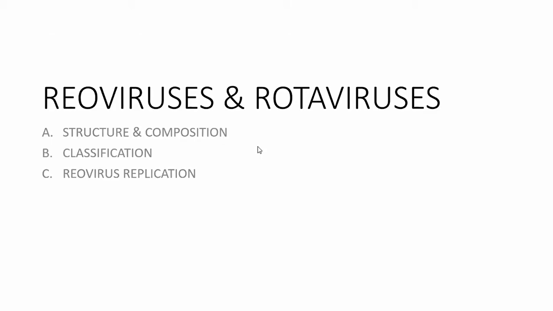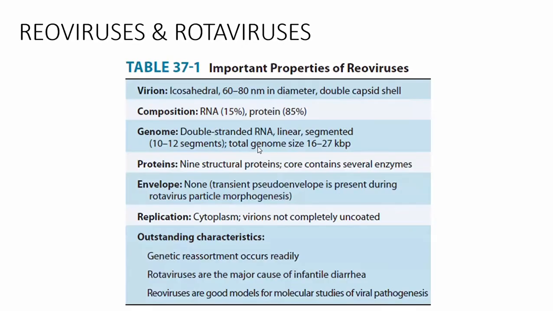Okay, for reoviruses and rotaviruses, for the important properties of reoviruses, we have this table. Again, the outstanding characteristics for reoviruses are that genetic reassortment occurs readily. Rotaviruses are the major cause of infantile diarrhea. Reoviruses are good models for molecular studies of viral pathogenesis.